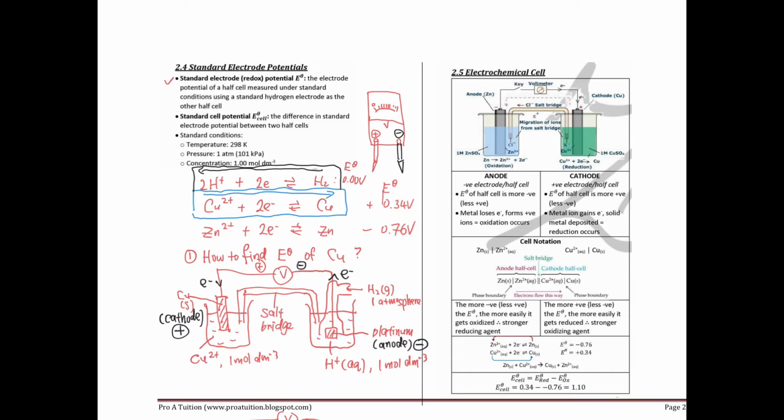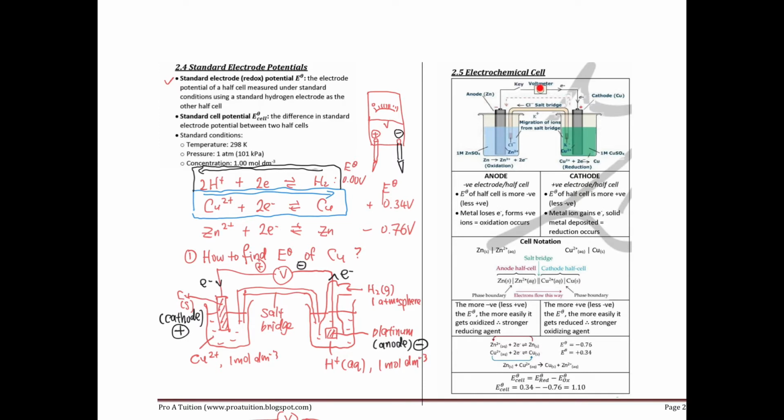So let's see the meaning of E theta cell here, standard cell potential. It is the difference in standard electrode potential. Standard electrode potential means the one from the data booklet, between two half cells. So you need to find the difference between the zinc half cell, for example, with the copper half cell. So we want to find the difference between these two, and then from there we will know the E theta cell.